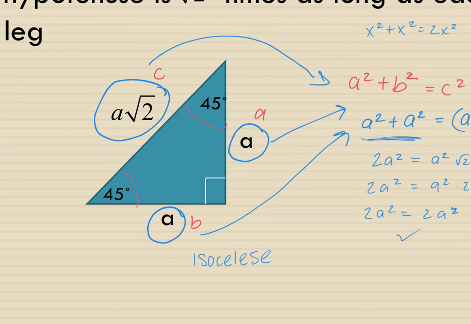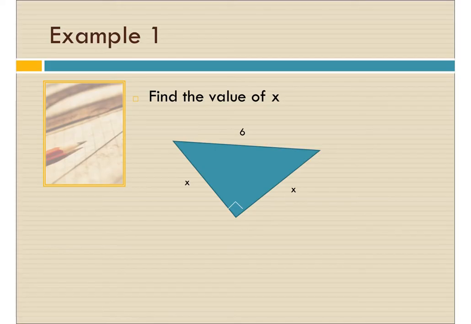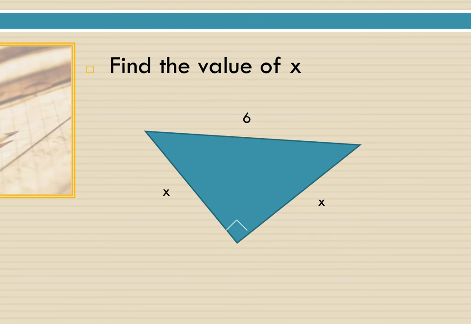Okay, let's see an example of 45, 45, 90, okay? If our leg is A, our hypotenuse is A times the square root of 2. Find the value of x. How do we know that this is a 45, 45, 90? Anthony?